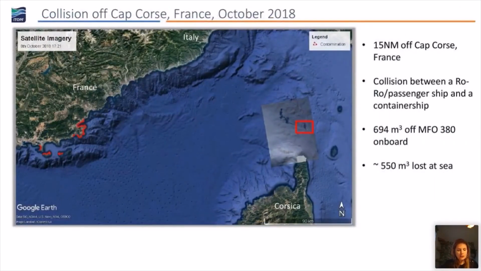Right, so here's a quick summary of the incident that caused the shoreline pollution that I will be talking about. You can see on this map the location of the collision that happened between a ro-ro ferry and a container ship off the coast of Corsica in the Mediterranean. You can see Corsica at the bottom of the map here.